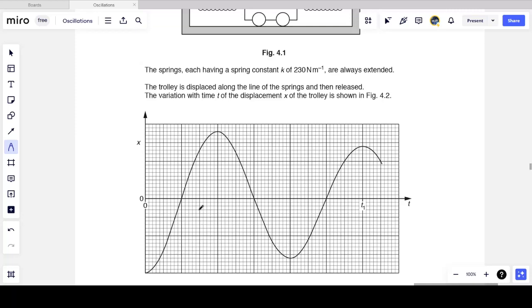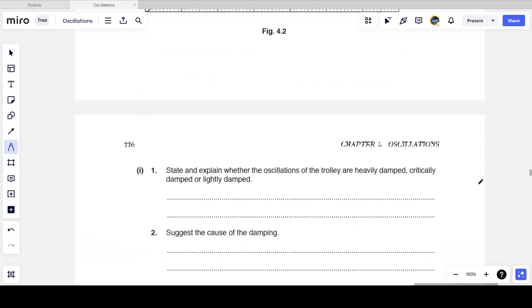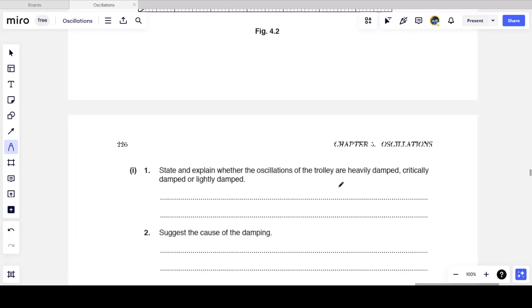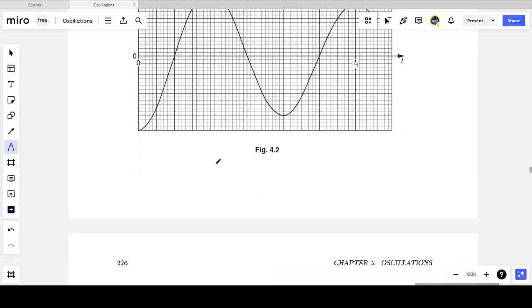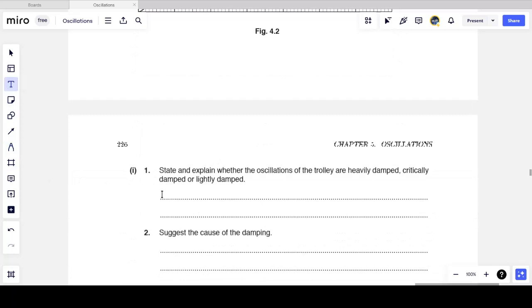So we can see something is happening. We can see that this is harmonic, but it's losing energy, so it's not simple harmonic. It's close to simple harmonic, but it's being damped very, very slightly, losing energy. And this kind of answers my first question. The first question says, state and explain whether the oscillations of the trolley are heavily damped, critically damped, or lightly damped.